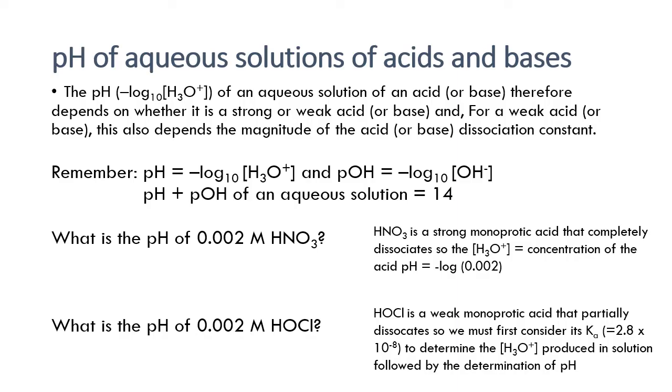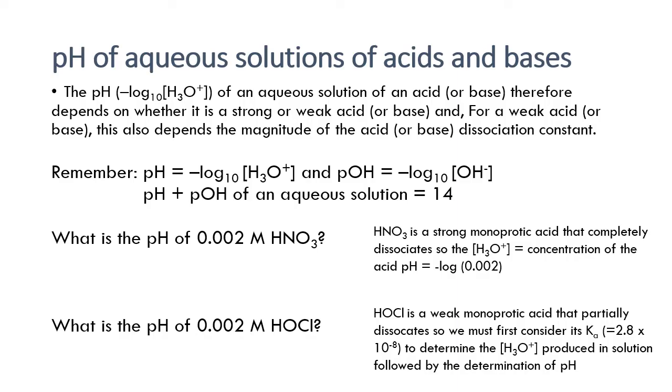So let us examine two examples. What is the pH of a 0.002 molar nitric acid solution? Now, HNO3 is a strong monoprotic acid, and it completely dissociates. So it means that the hydronium ion concentration is going to be equal to the concentration of the acid. To find the pH, we can do minus log of that concentration. Let's look at another example.